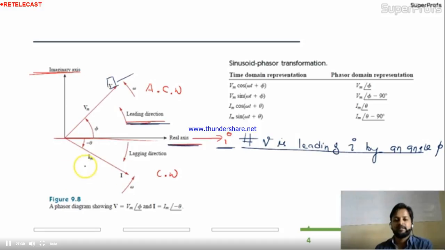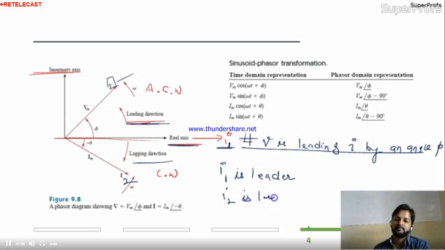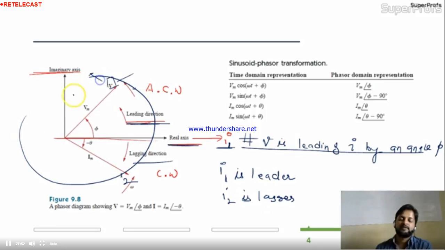What about this? In this direction we get the lagging. If here I1 is there and here I2 is there, I1 is the leader and I2 is the lagger. So the direction will always be counted like this. This is the anti-clockwise direction, the leader's direction. Right?